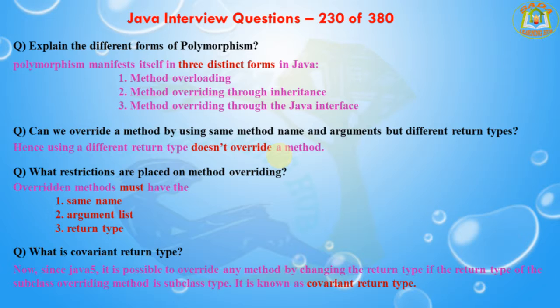The next question is, what is the covariant return type? Since Java 5, it is possible to override a method by changing the return type. If the return type of the subclass overriding method is a subclass type, it is known as covariant return type.